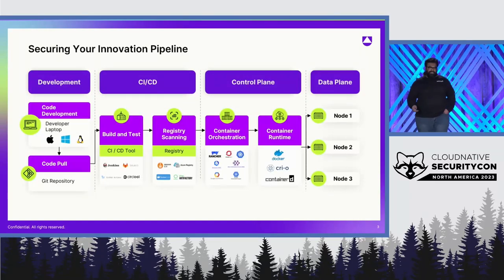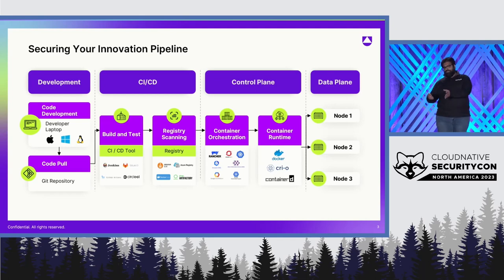So on this slide, I'll pause for a moment, right, to just take a moment to digest what exactly is going on. You have your pre-production phase where the development is happening. The developers are developing code, committing it to a repository, and then you have the building and testing phase, and then you have the post-production phase, which is the control plane and the data plane.